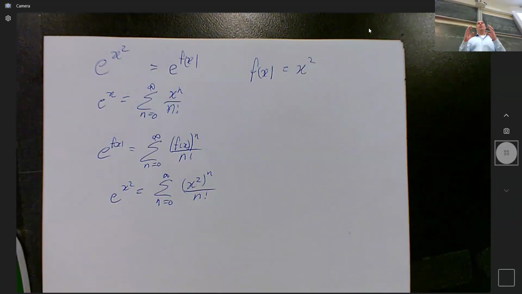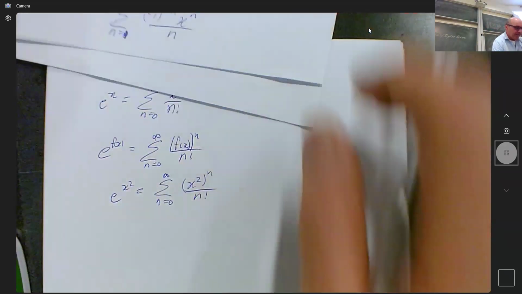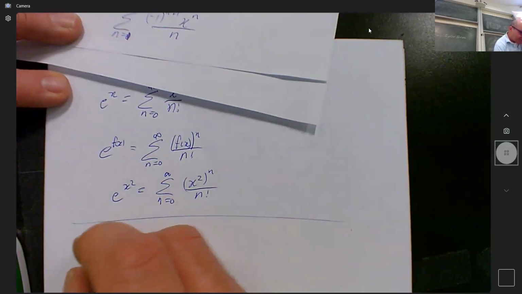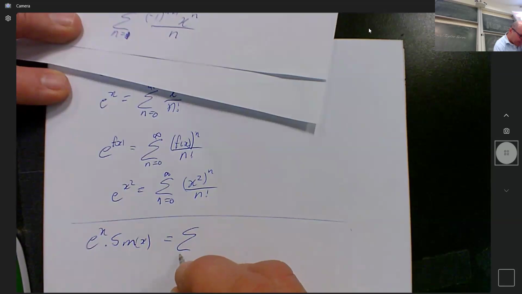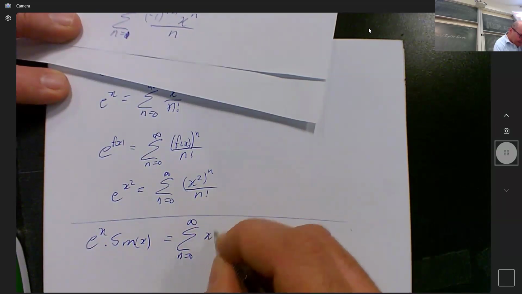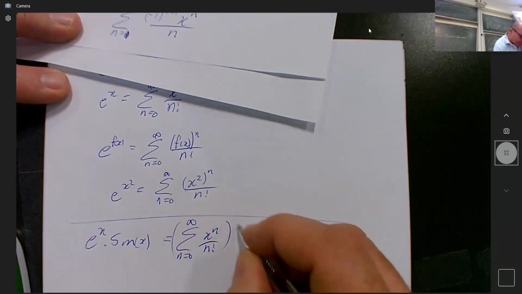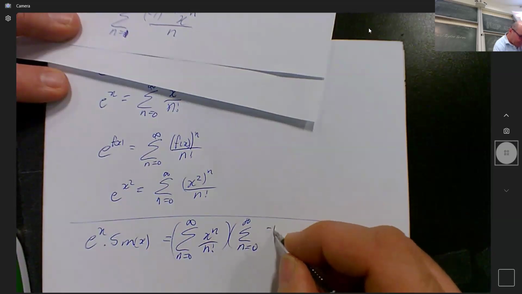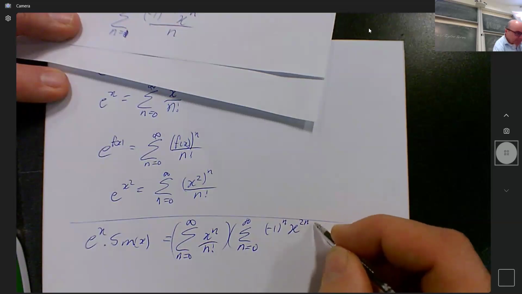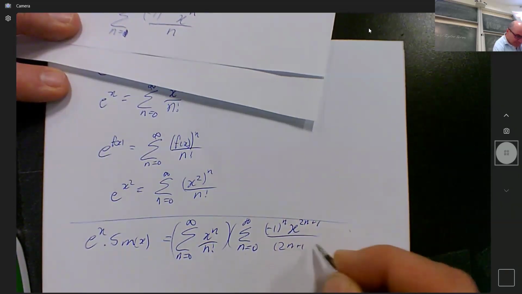It works for compositions. We've got to be a little bit careful if we want to talk about products. Like in principle, I could do e to the x times sine x, right? But if I treat that as a sum and that as a sum, then it gets really, really confusing. Technically it's true. So e to the x times sine of x would be summation n is equal to 0 to infinity x to the n on n factorial times by summation n is equal to 0 to infinity minus 1 to the n x to the 2n plus 1 on 2n plus 1 factorial.